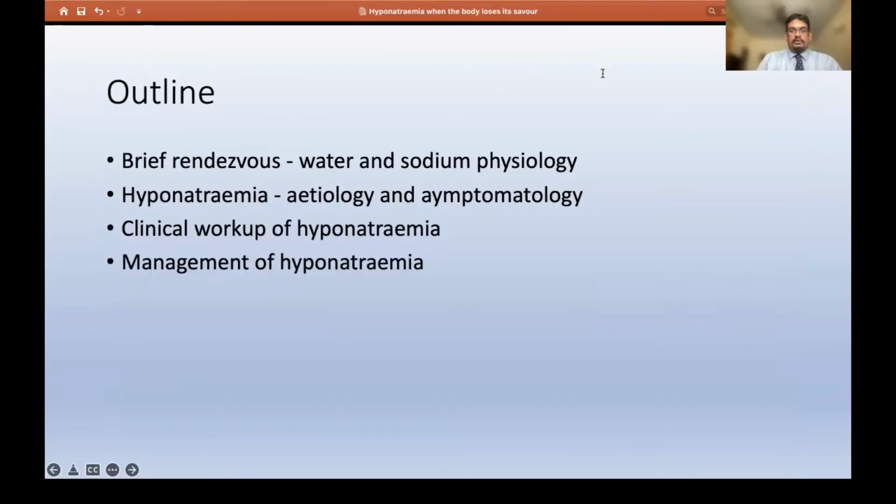So I would like to go through these areas today. I would like to briefly remind ourselves about the physiology of water and sodium homeostasis. Then I would like to speak about hyponatremia, about etiology and symptomatology, and the clinical workup of hyponatremia and its management.